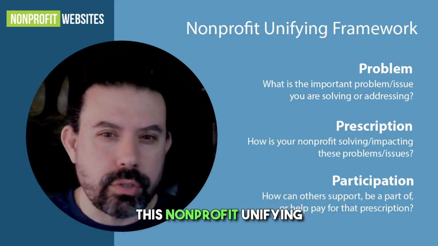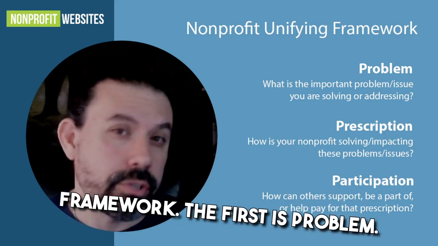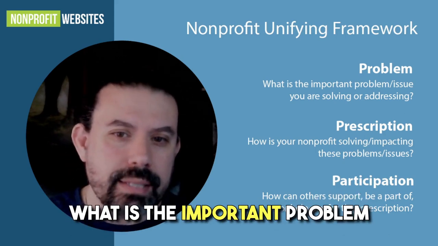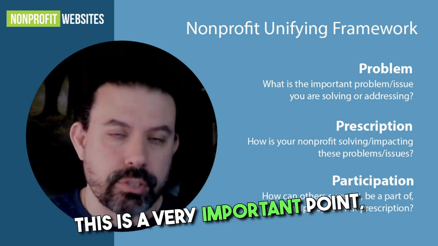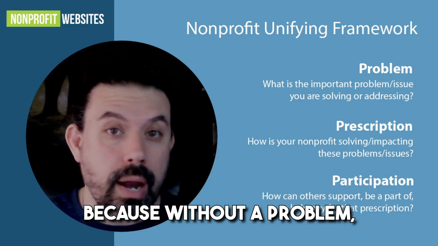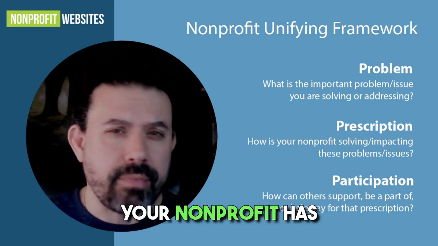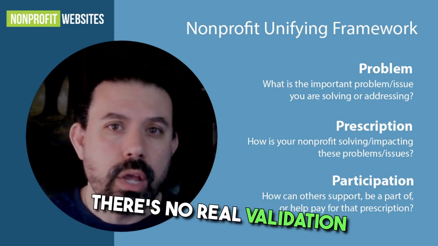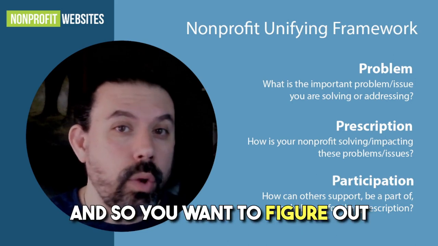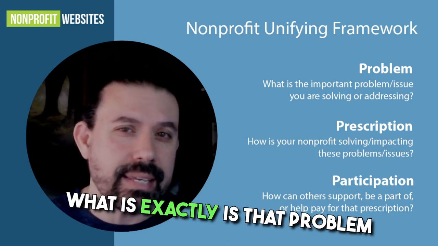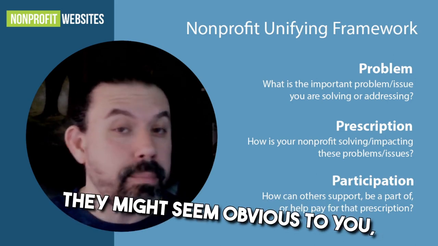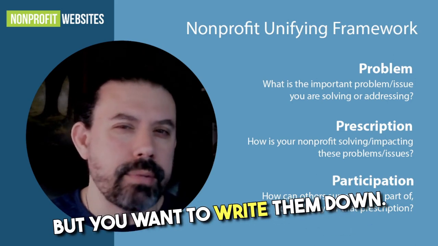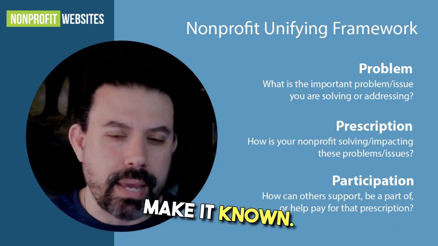There are three components to this Nonprofit Unifying Framework. The first is problem. What is the important problem or issue you are solving or addressing? This is a very important point because without a problem, without issues, your nonprofit has no real purpose. There's no real validation for it. And so you want to figure out what exactly is that problem or series of issues that you're trying to address. They might seem obvious to you, but you want to write them down. You want to make it plain, make it known.